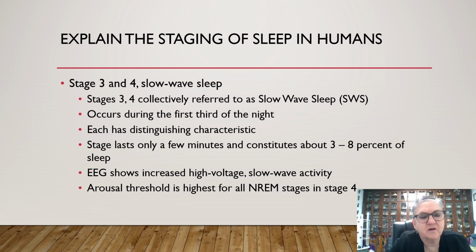The next stages, stage 3 and 4, are slow wave sleep, currently called N3. Stage 3 and 4 collectively are referred to as slow wave sleep, or N3. This occurs during the first 1/3 of the night. Each has a distinguishing characteristic. The stage lasts only a few minutes and constitutes about 3 to 8% of sleep. EEG shows increased high voltage, slow wave activity, and arousal threshold is the highest for all the non-REM stages in this stage, and in stage 4.